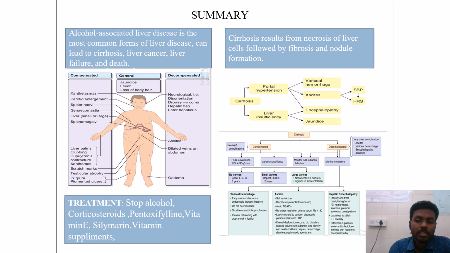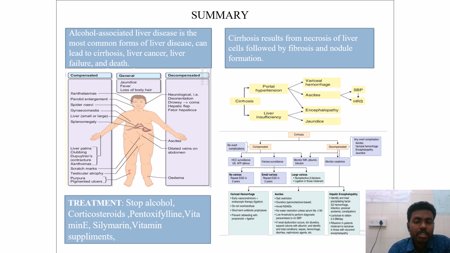So, a summary of the clinical features, complications and management of alcoholic liver disease and cirrhosis. Alcohol-associated liver disease is the most common form of liver disease, and can lead to cirrhosis, liver cancer, liver failure and death. The clinical features are parotid enlargement, spider nevi, gynecomastia. We can say these are signs of liver cell failure, along with clubbing, Dupuytren's contractures, testicular atrophy, jaundice, and loss of secondary sexual hair.